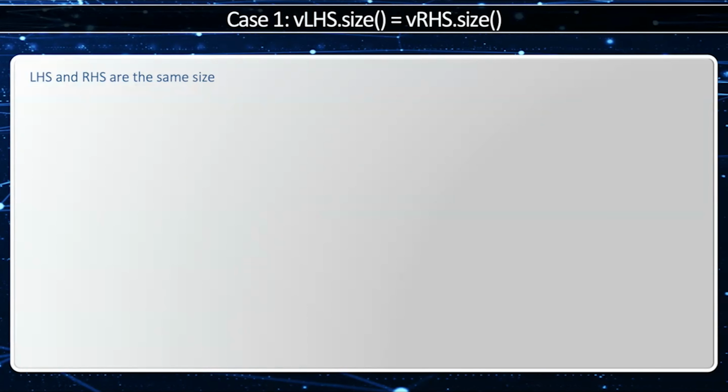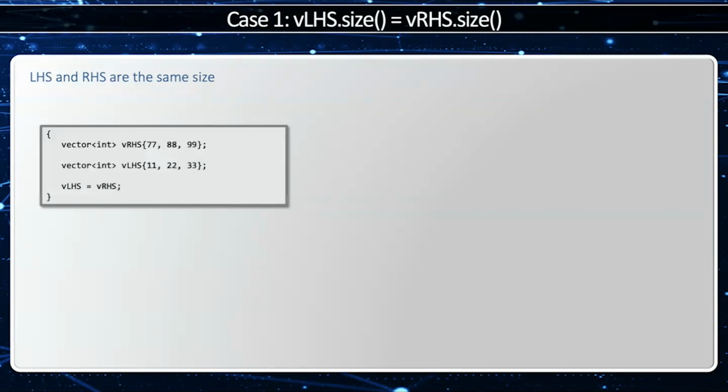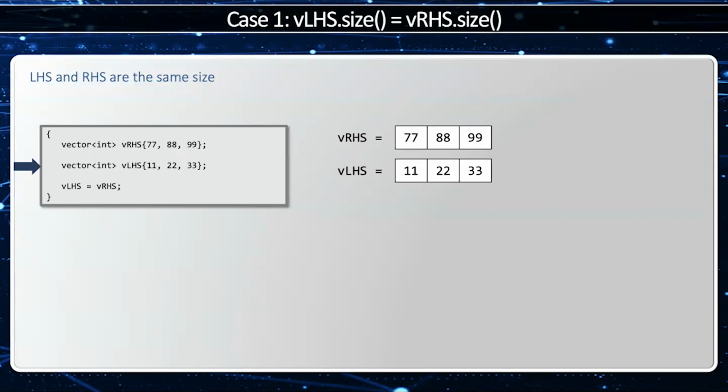So let's take a look at case 1. The left-hand side equals the right-hand side. So my right-hand side is going to have 3 elements in it, and my left-hand side is also going to have 3 elements in it.